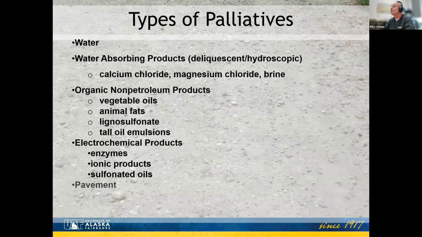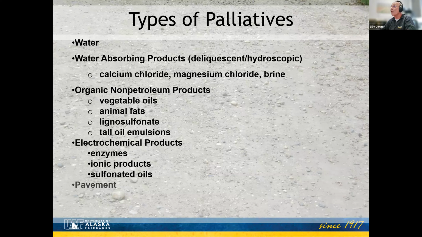Water absorbing products, those typically are salts: calcium chloride, magnesium chloride, sodium chloride, and brine that we can use. What they do basically is attract water out of the air and out of the soil and hold it in the soil so that the dust doesn't get up. So in some respects, it's a water extender. It holds the water down. And we'll talk about that in more detail in just a few moments.